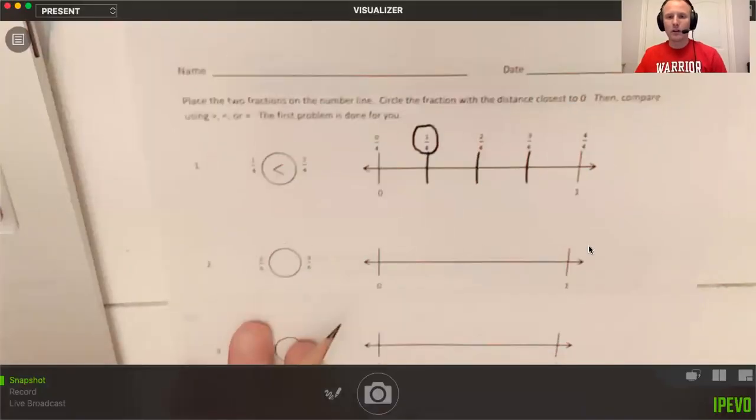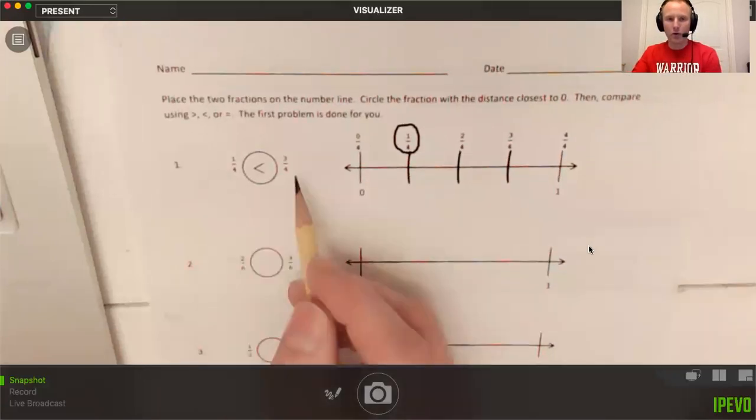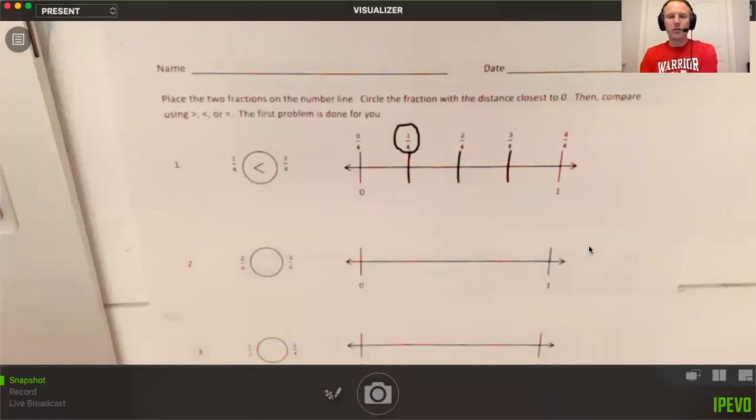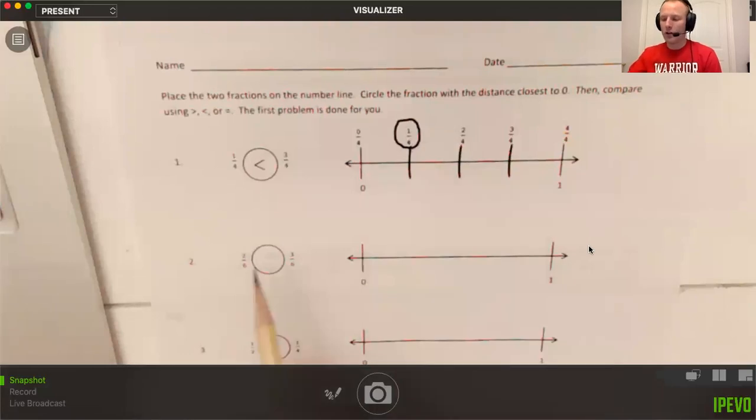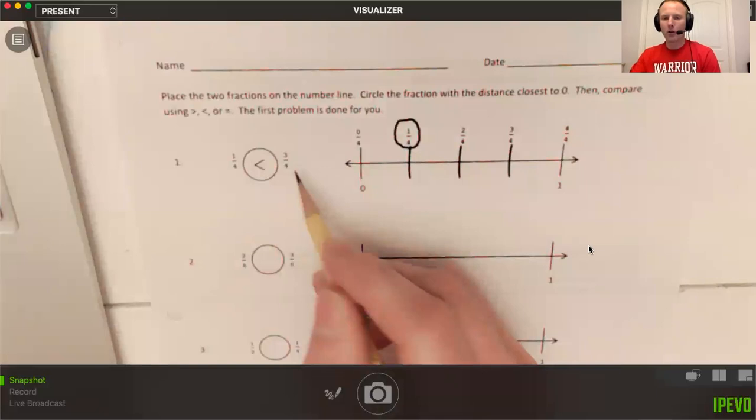All right. So what we're going to do here is we're going to compare the fractions that are over here. So 1/4 and 3/4 in this case, the ones I just mentioned. And we're going to circle the one that's closer to zero. You can see that's already done. And then after we've done that, the one that's closer to zero is the smaller one.